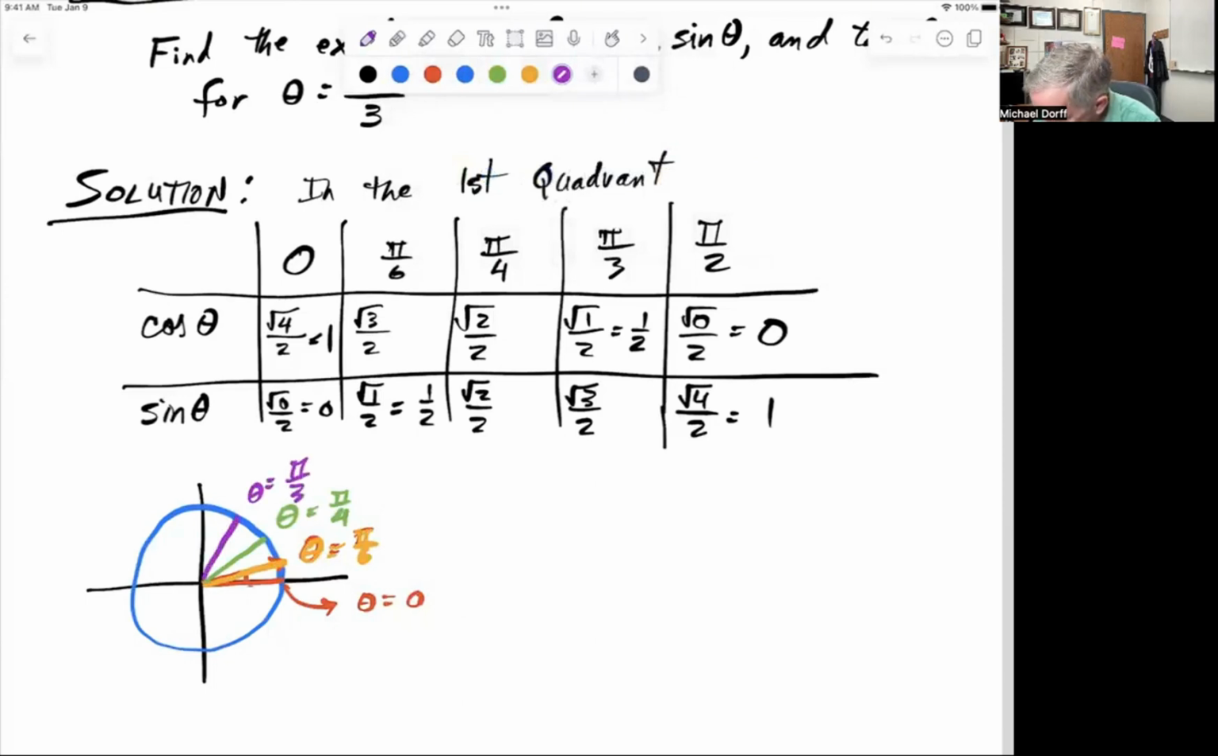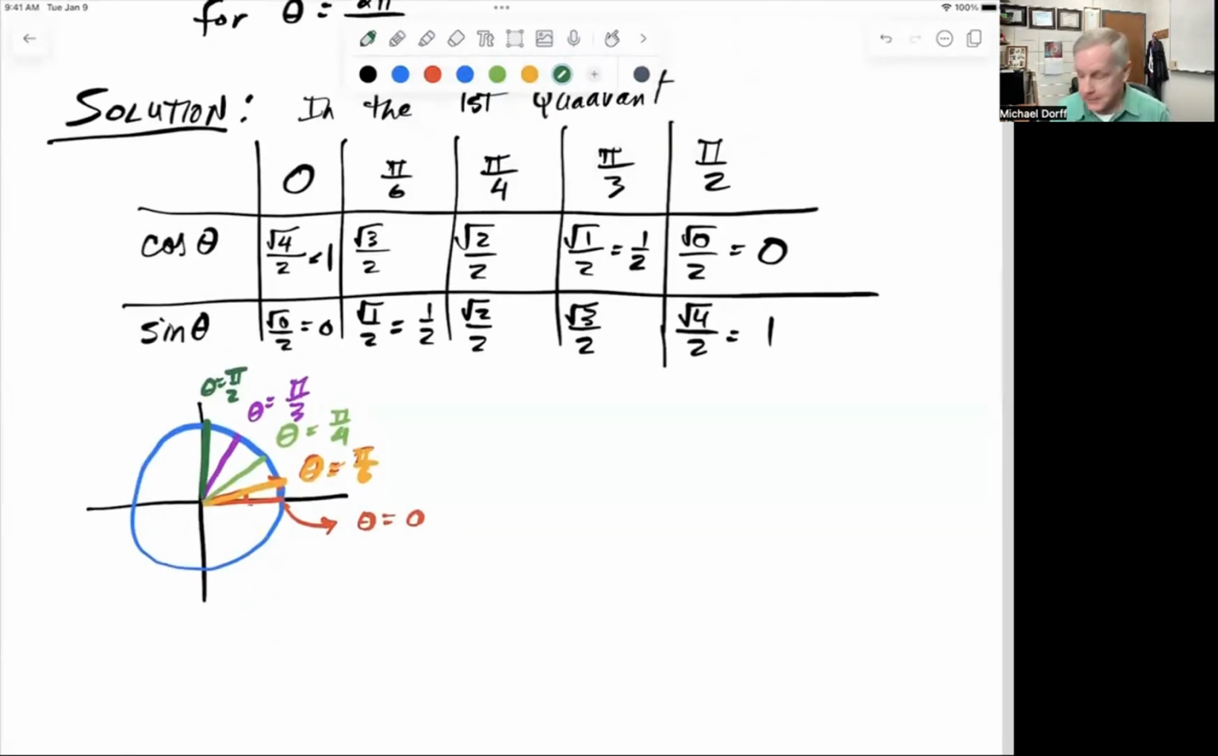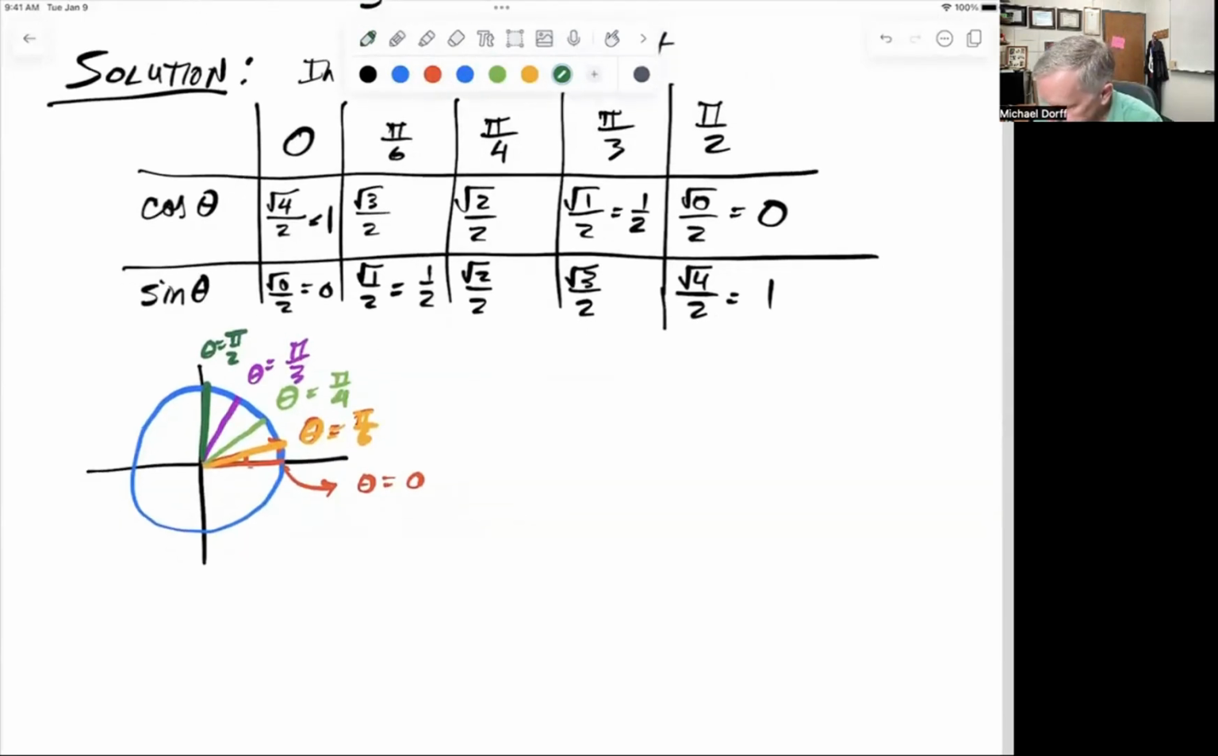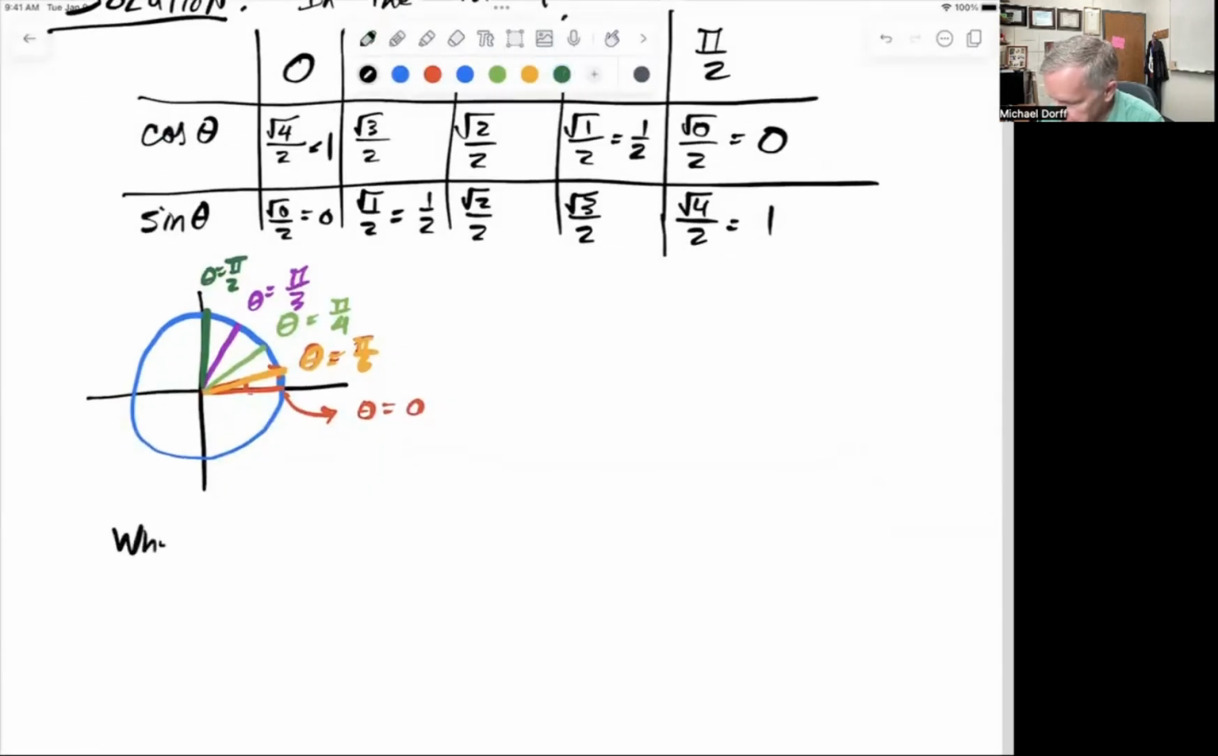And what color haven't I picked yet? We'll pick a darker green. This one is theta equals pi over 2. Now, technically 0 and pi over 2 are not in the first quadrant because they're on the boundary, but those are the values that are important to remember when trying to solve the values of specific trig functions. The next question is, where is 2 pi over 3?